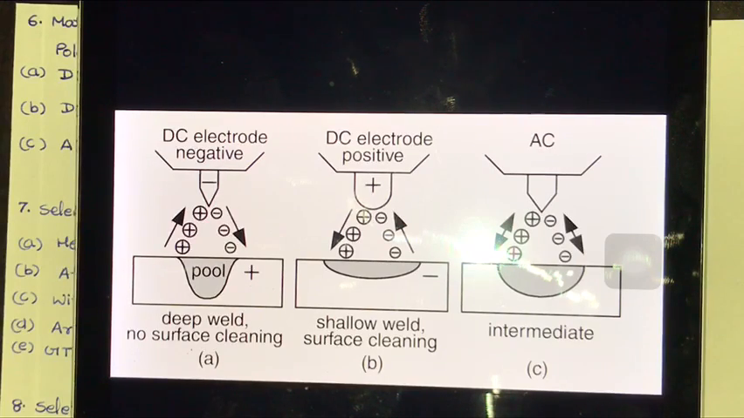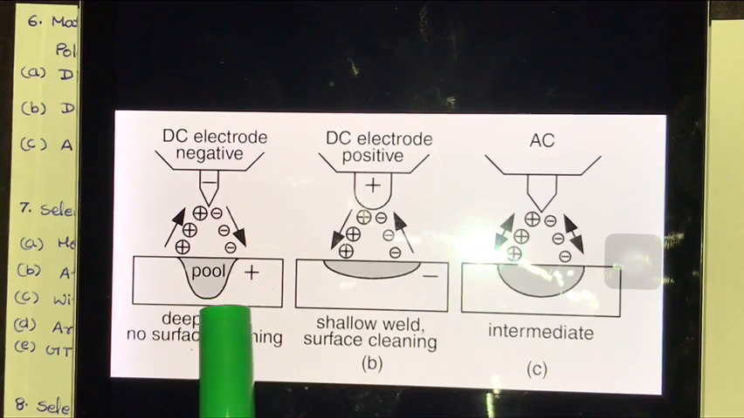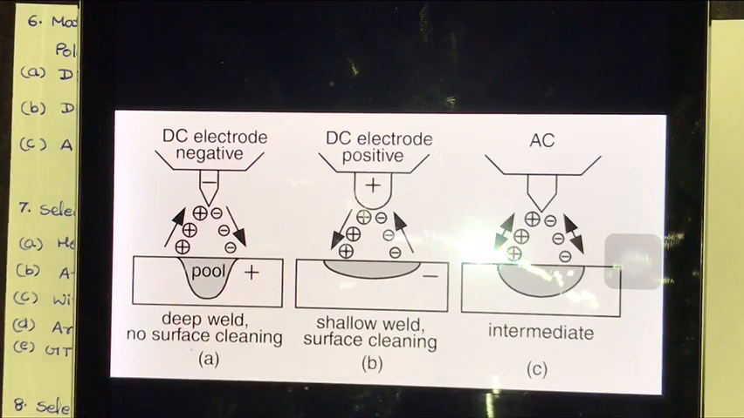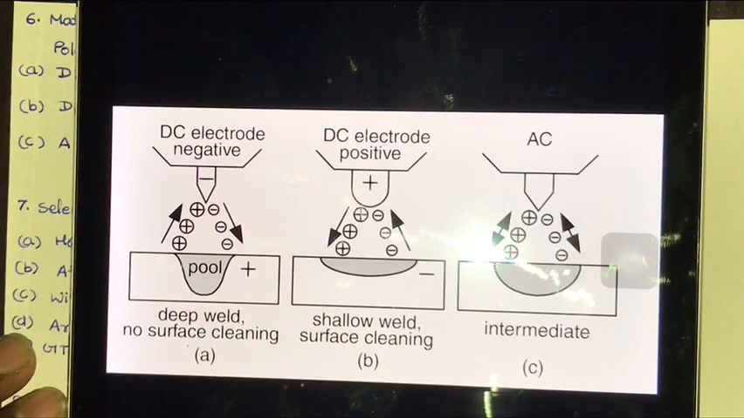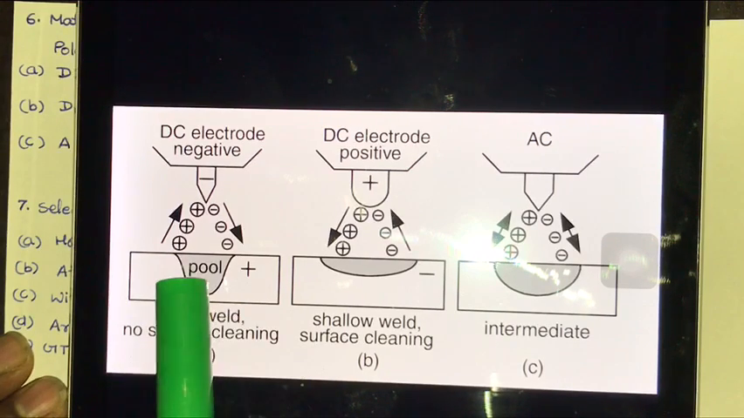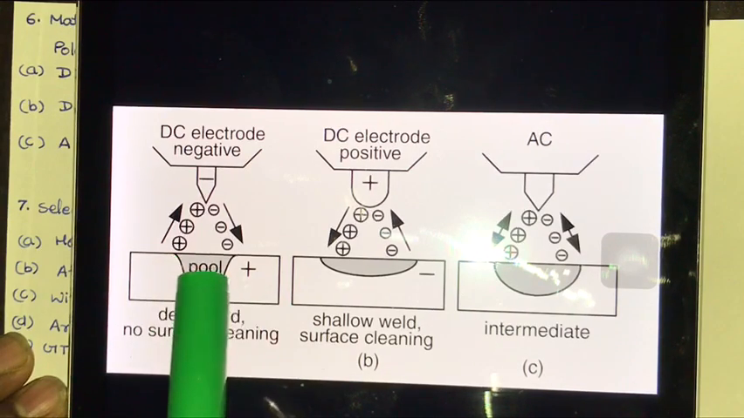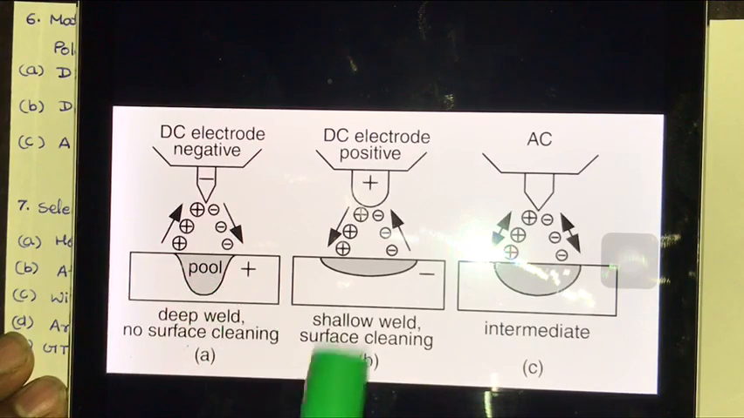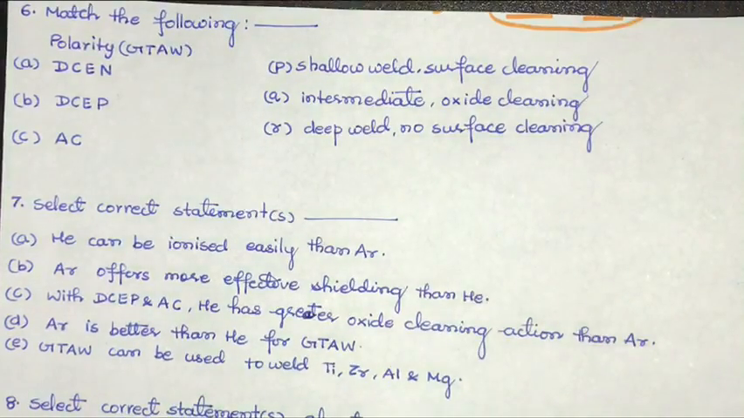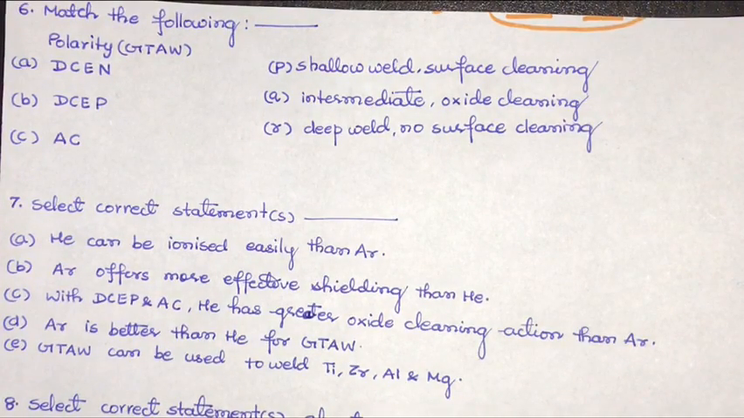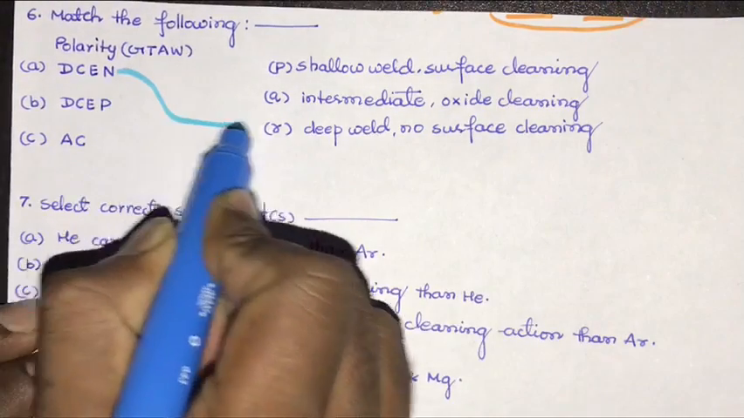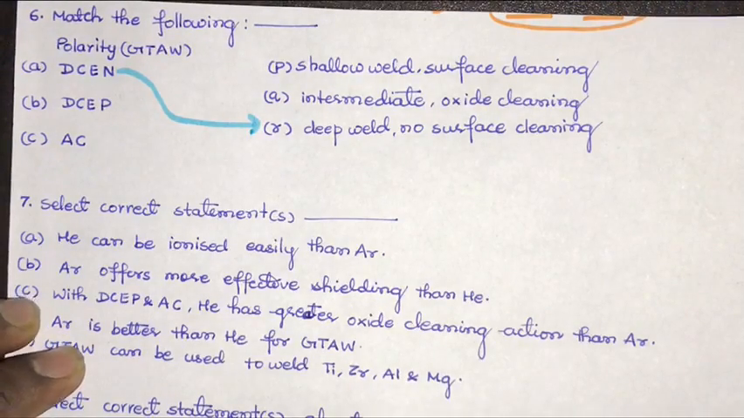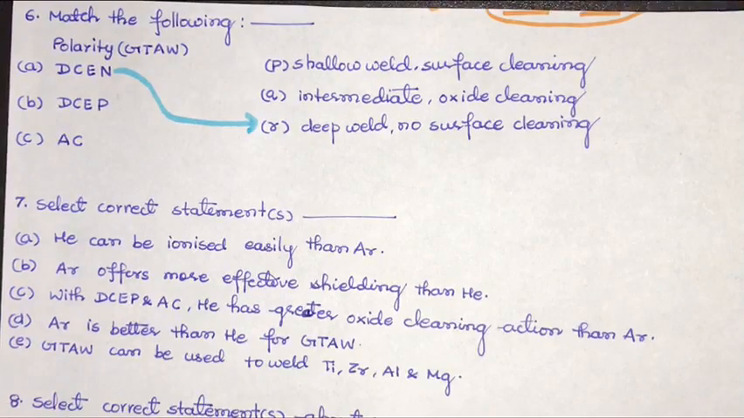Okay, so in that case of direct current electrode negative, we have deep weld. That is deep weld because the melting is taking place at the surface. Okay, and there is no surface cleaning. So the first will match with R, that is deep weld and no surface cleaning.